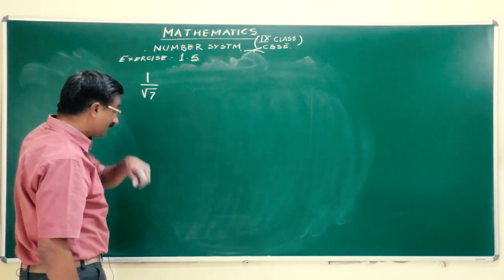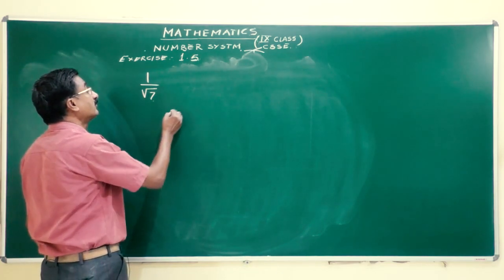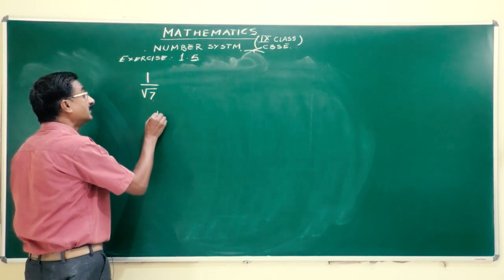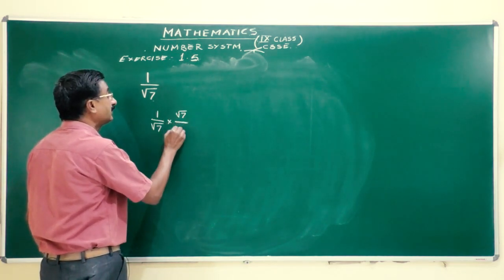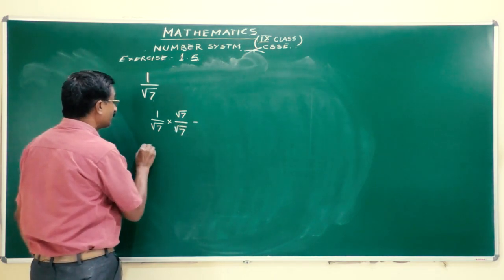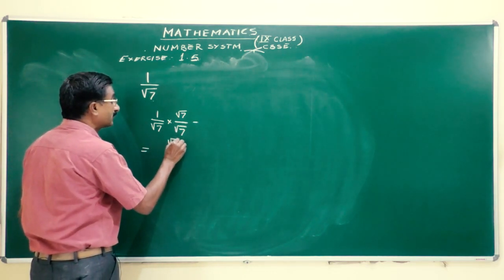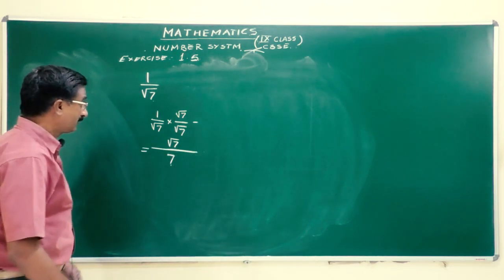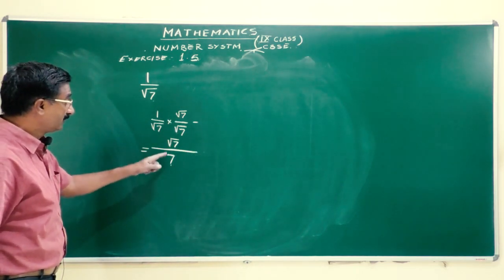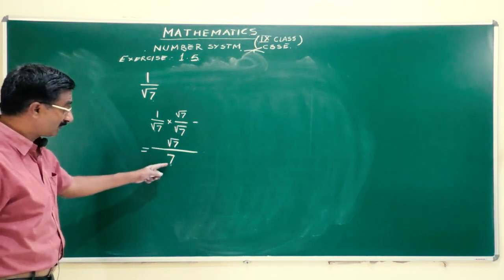What is the step? Yes, very good. That is, you have to multiply and divide it by under root 7. So 1 upon under root 7 multiplied by under root 7 and divided by under root 7. So this is equal to under root 7 upon 7. Clear? Under root 7 upon 7, because the square of under root 7 is 7.